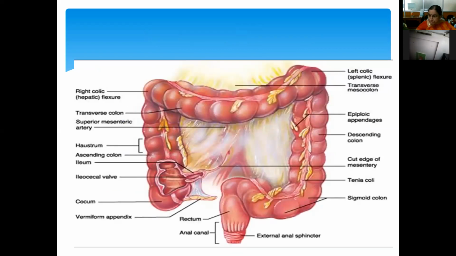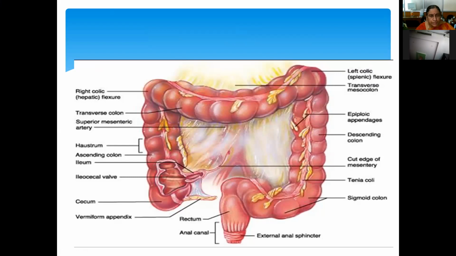This is the diagram showing the different parts of the large intestine. You can see that is the appendix. This is the mesocolon. You can see the interior of the cecum along the ileum, that is the ileocecal junction, which is guarded by the ileocecal valve.